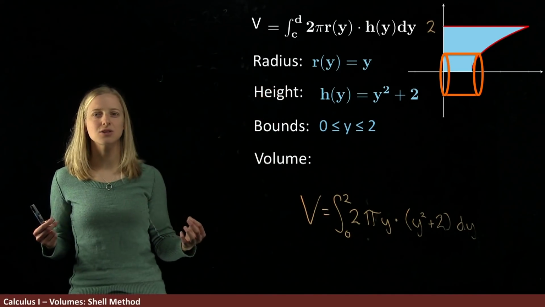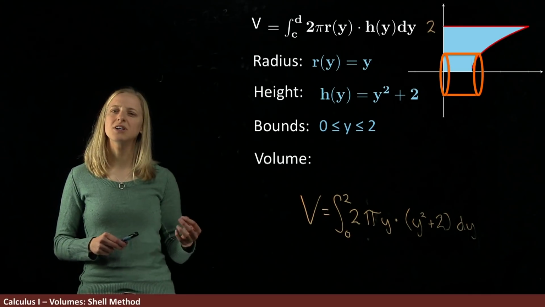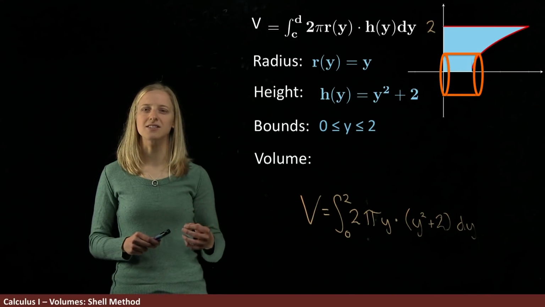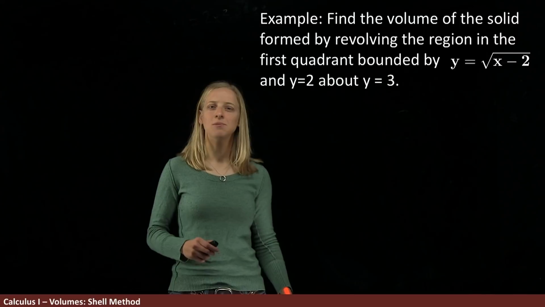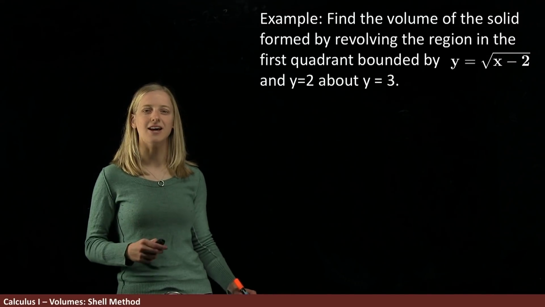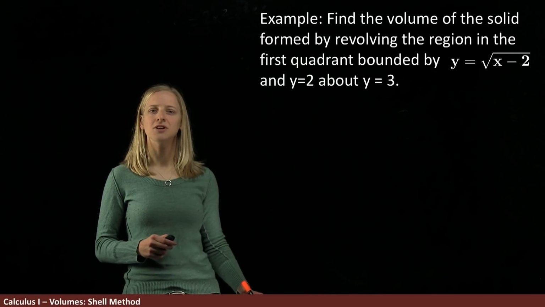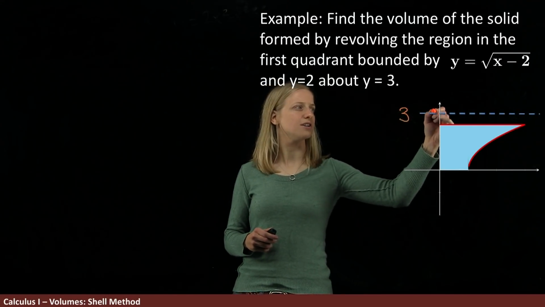In both of these examples, we've had the radius in terms of just x or y. So no minus 3, minus 2, or any other value. The next example, we're going to revolve it about a different line, not the y-axis or the x-axis, and see what happens. We are now going to look at the exact same region, but instead of revolving it about the x-axis, we are going to revolve it about the line y equals 3. So we have this region and we revolve it about this line right here.